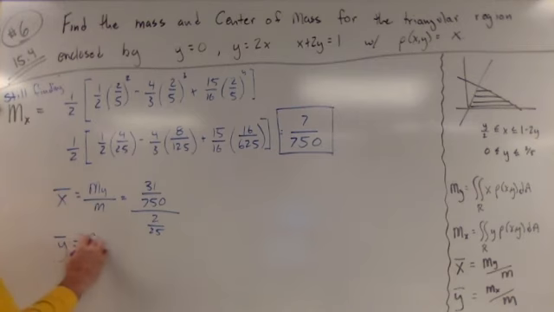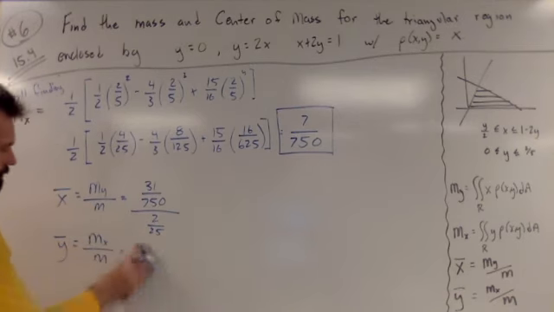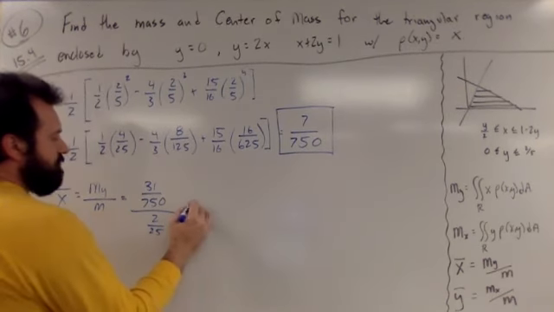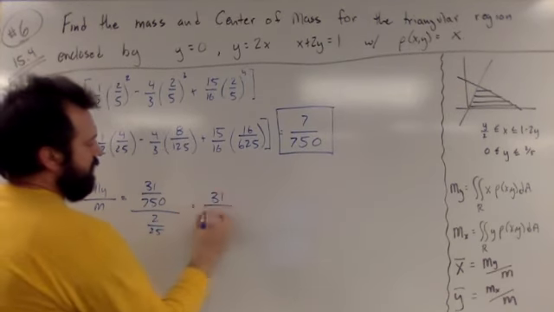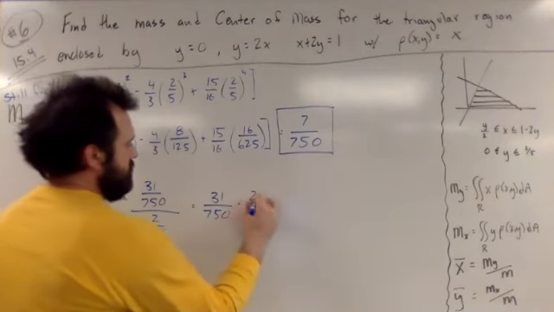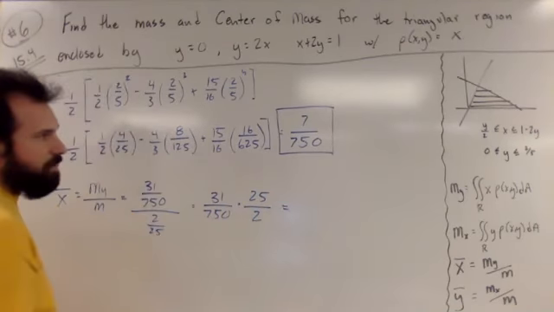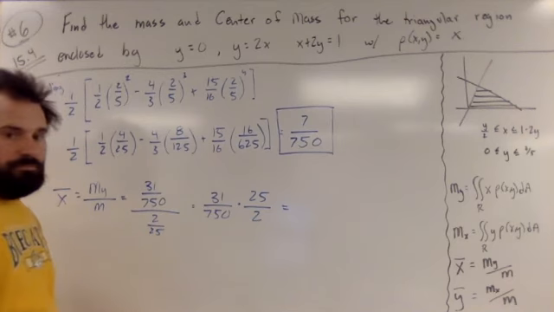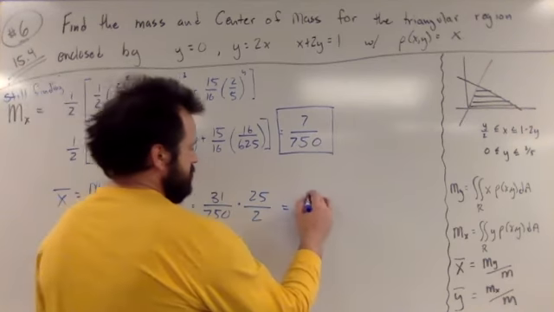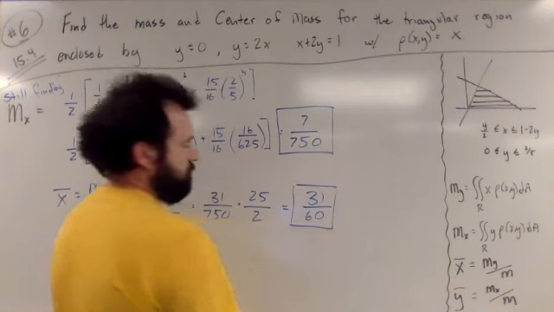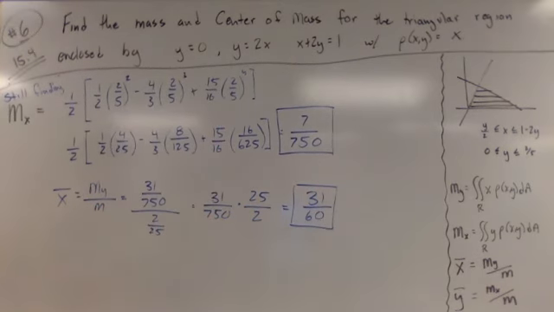Y bar is the moment about the x-axis divided by the mass. Let me write that over. Let's finish this one first. So that's 31 out of 750 times 25 over 2. That's going to give me 31 over 60.